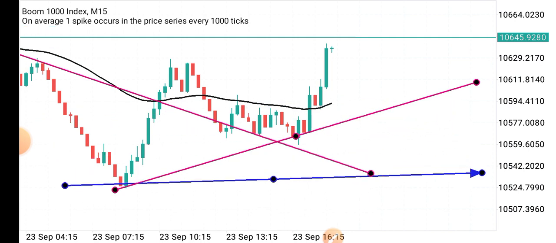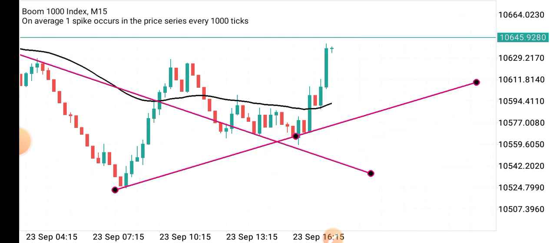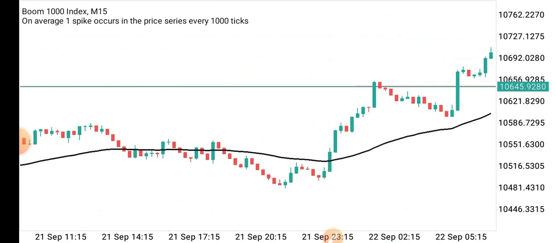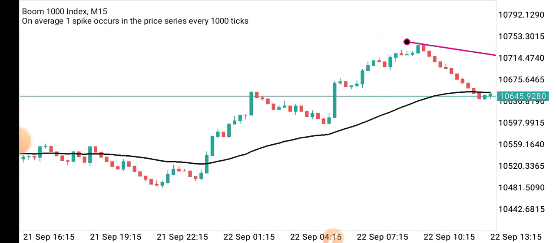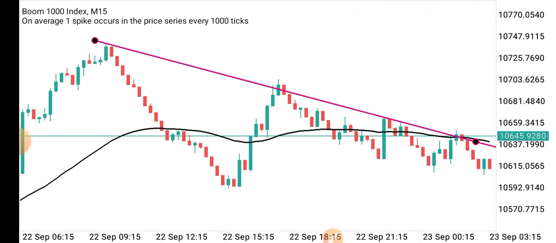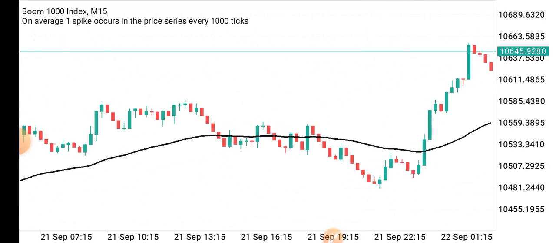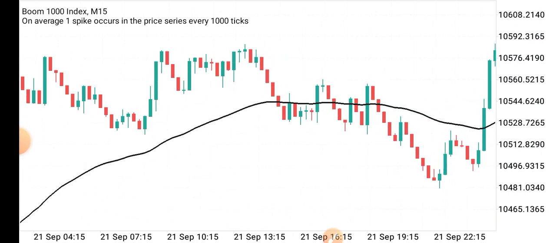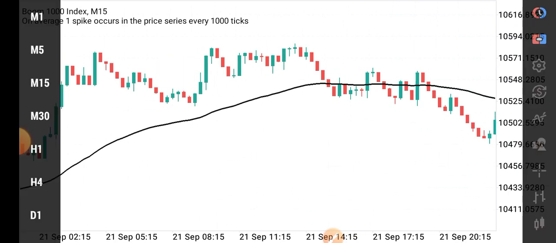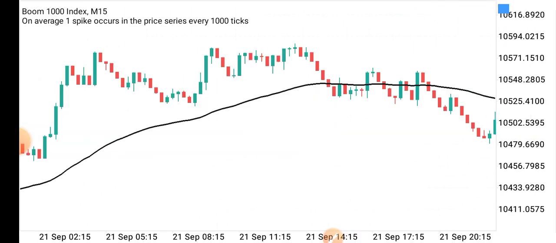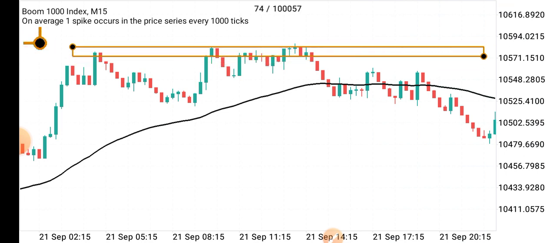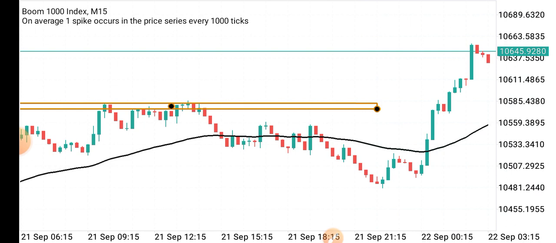So guys, let's continue. Let's just backtest a little, so we see what we're talking about. All right, like this one, this is not actually a trend line. This one is a horizontal resistance, kind of a resistance zone. It's a resistance zone, guys. Resistance turned support.